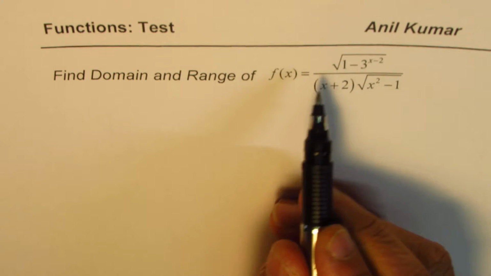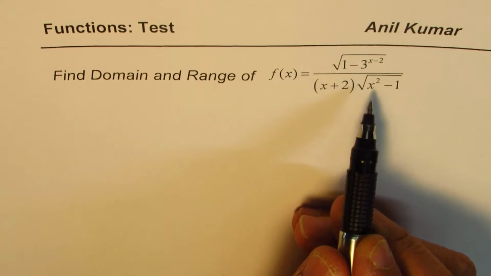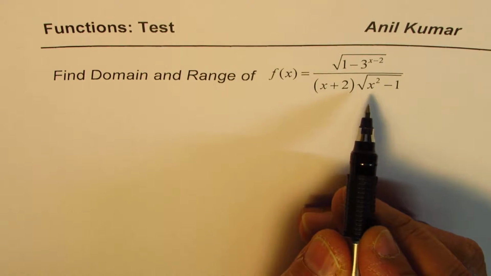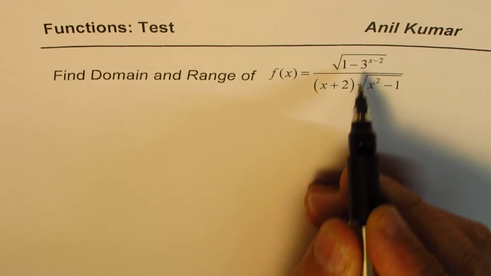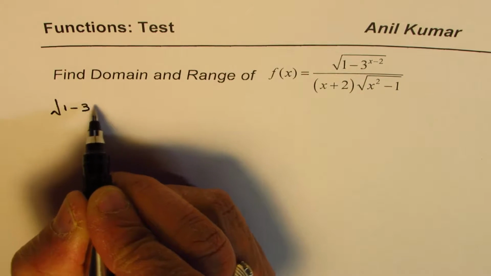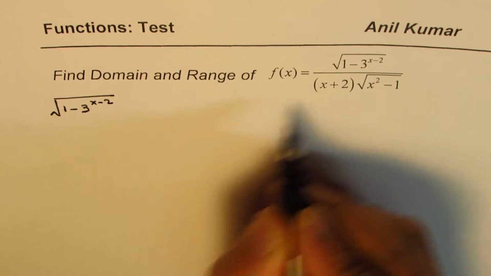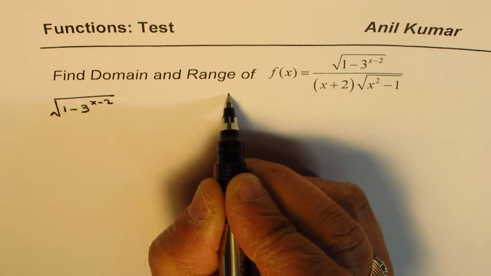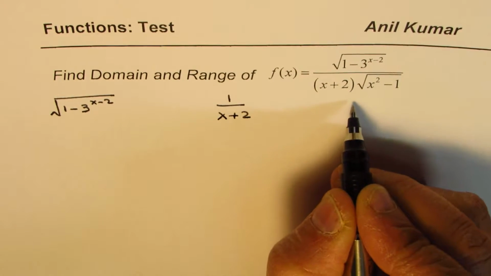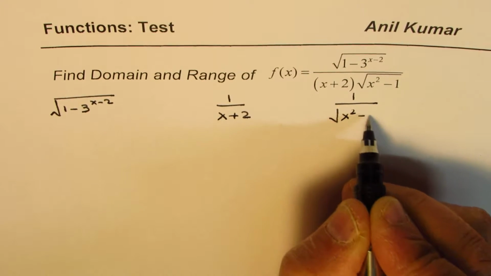Now, as you see, this is a very complicated function. It is, you can say, a combination of a few functions which you have learned, right? So let's break them apart and see what functions we are talking about. One of these functions is square root of (1 - 3^(x-2)). Then we have another function, which I will write as 1 over (x+2), and the third function could be written as 1 over square root of (x^2 - 1).